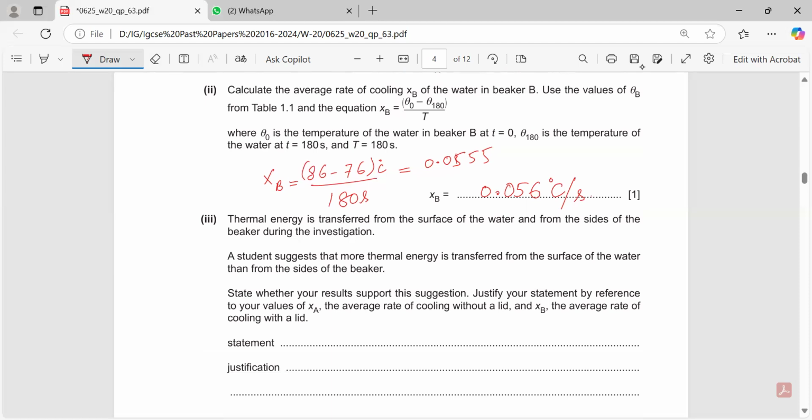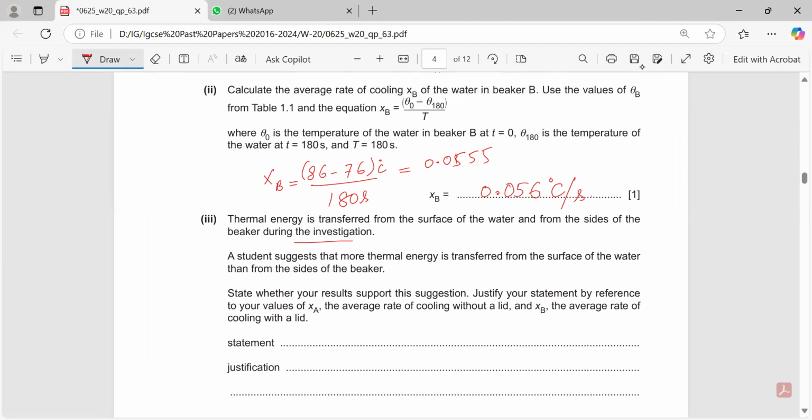Now, thermal energy is transferred from the surface of the water and from the sides of the beaker during the investigation. So students suggest that more thermal energy is transferred from the surface of the water than from the sides of the beaker. State whether your results support this suggestion. Justify your statement by reference to the values of XA, the average rate of cooling without a lid, and XB, the average rate of cooling with a lid.